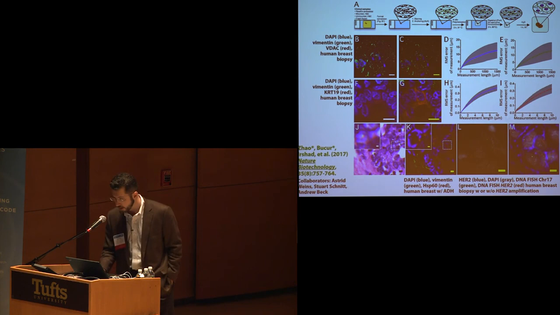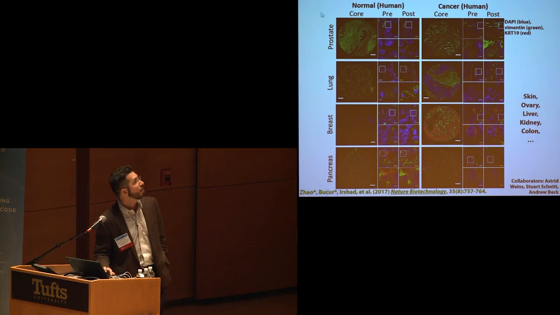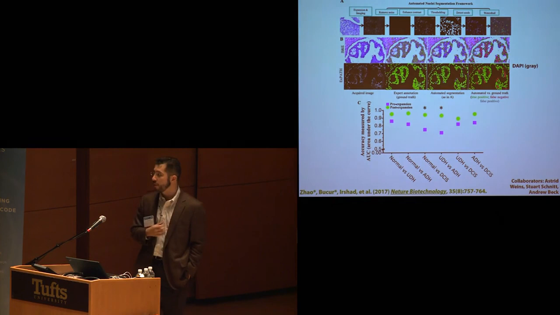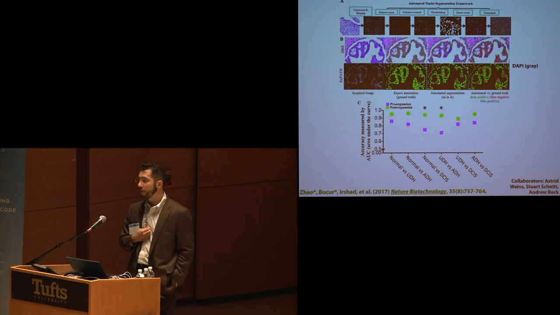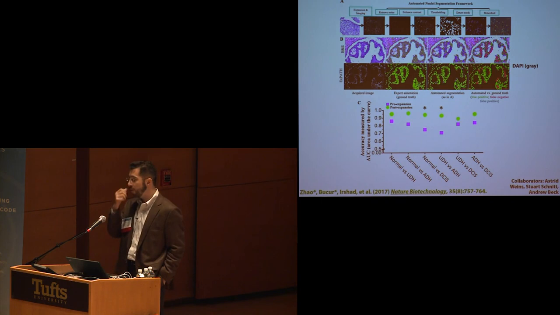I know it's a crowded slide, but suffice it to say that we looked at prostate, lung, breast, pancreas, a whole bunch of different organ systems, and looked at both regular as well as cancer-containing biopsies. And one of the things that Andy's group did with us was to try to tackle a problem, which is difficult, namely early breast cancer diagnosis. So there's an article in the Journal of the American Medical Association commenting that for early breast cancer lesions, pathologists can disagree 25, maybe 50% of the time, which is a lot.